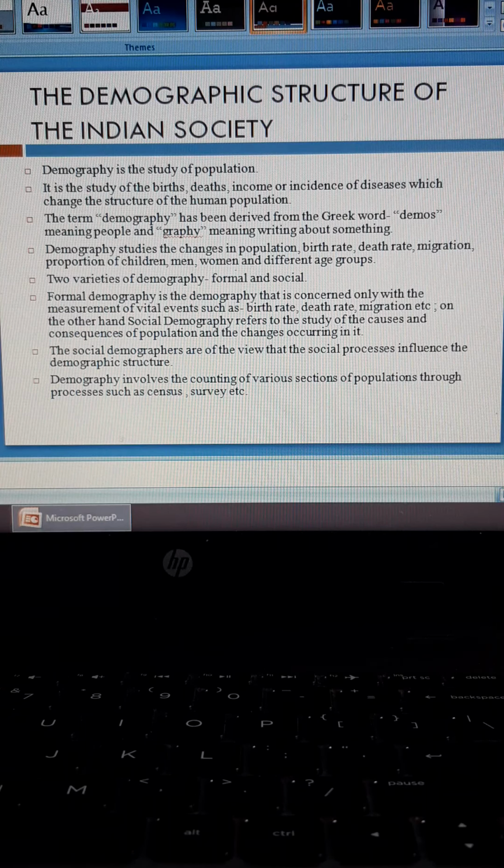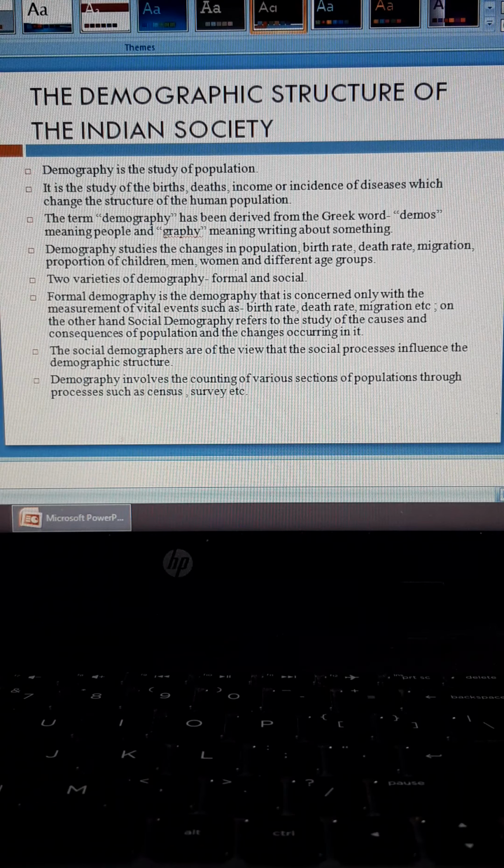Welcome to class. Since we are done with the first chapter, which is quite brief, we move on to the second chapter, the demographic structure of Indian society. In this chapter, it is very important that we know what demography is. The first point reads, demography is the study of population.